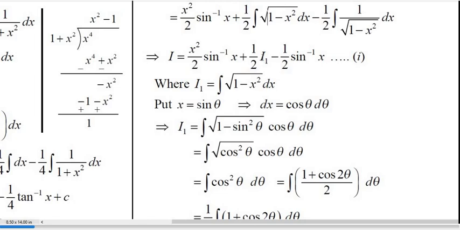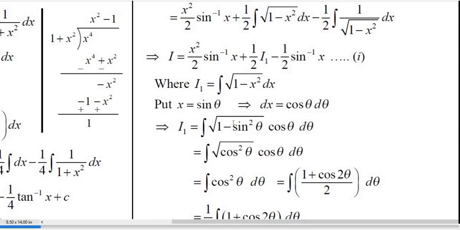Now I would like to solve this I1, meaning the integration of square root of 1 minus x squared. Okay, where I1 is equal to the integral of square root of 1 minus x squared, this one. From the previous exercise we know the suitable substitution we have already learned. If we have square root of a squared minus x squared, then put x equal to a sine theta, and in place of a here we have 1. Then x is equal to sine theta, and taking the differential, we get dx equal to the derivative of sine theta, which is cos theta d theta.